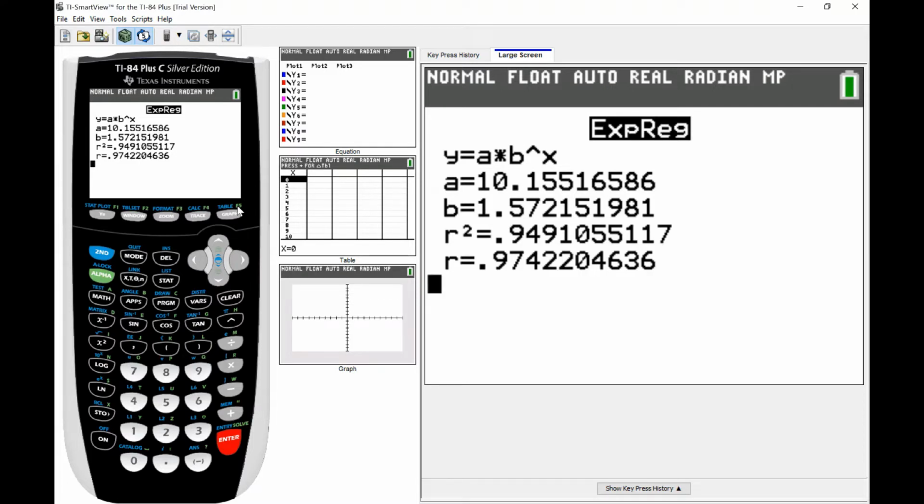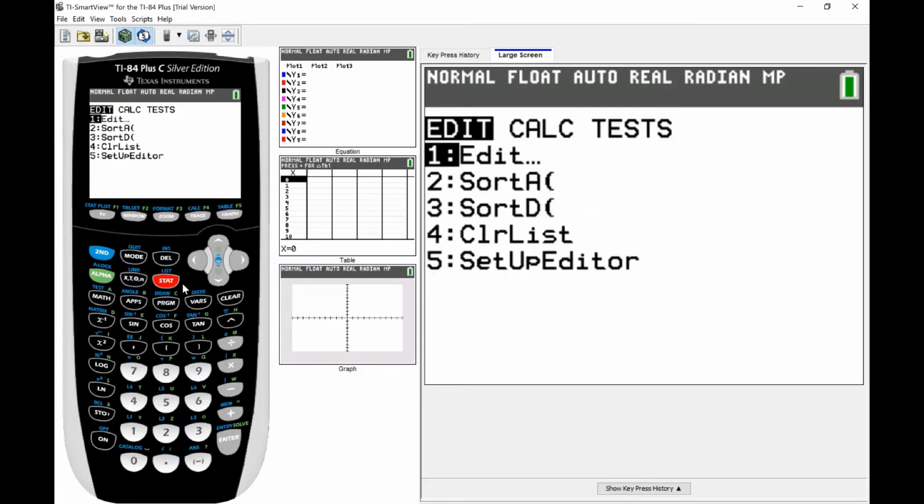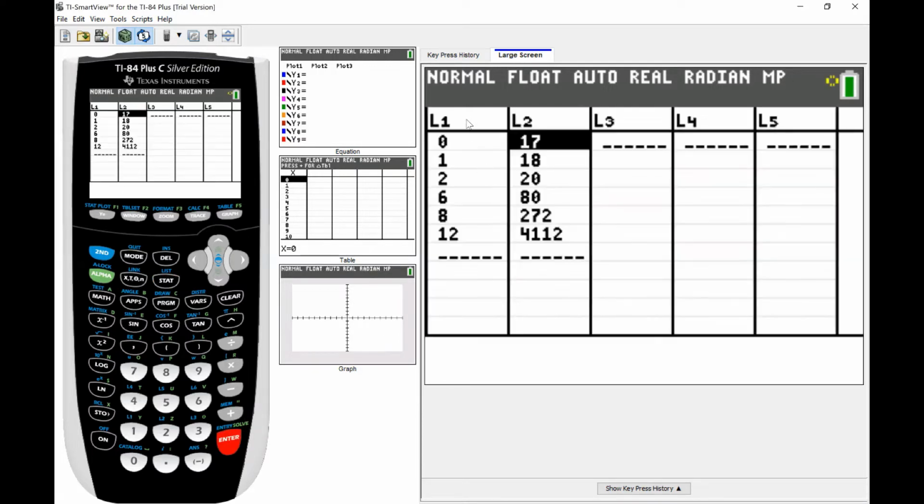So now part C says use the regression equation to predict the number of bacteria in the petri dish after 4 hours. So we're wanting to know what is the value of Y when X is 4. We are going to interpolate this, right? Because 4 is within our data set. If I go to Stat, Edit, and I look at my table of values, 4 is between 0 and 12 in my X values. So we are interpolating here.